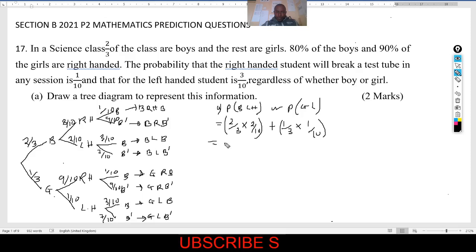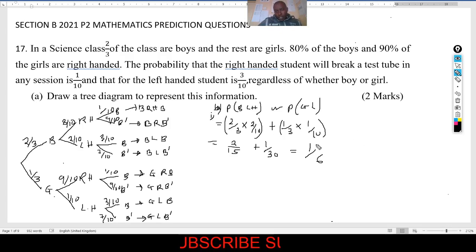So this gives you 2/3 times 2/10, 1/3 times this gives you 2/15. This is 2/15 because 2 times this is 4 over 30, which is like 2/15, plus this gives you 1/30. So this gives you 1/6. And then that is part B, Roman 1.